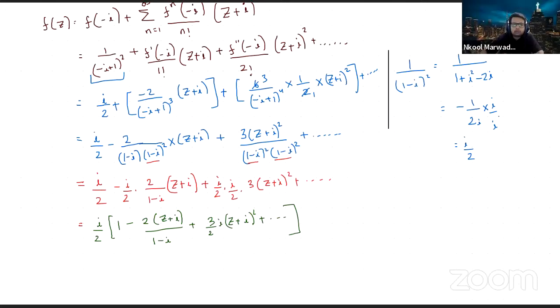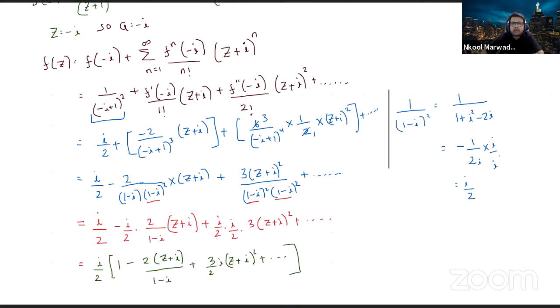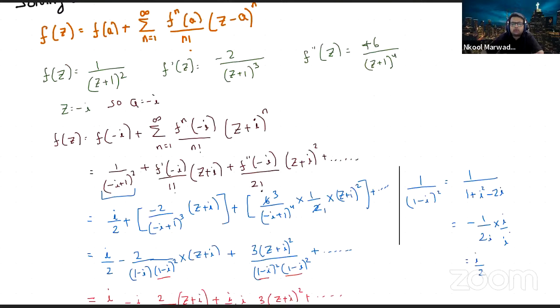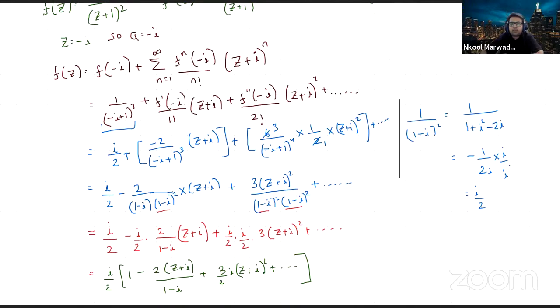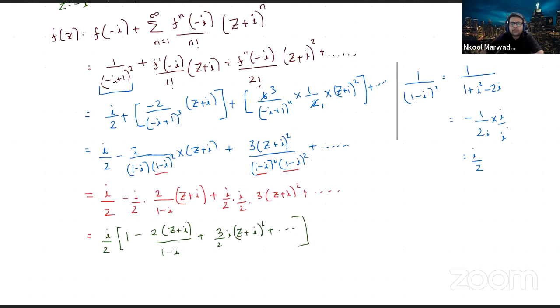So see here, when we are doing the double differentiation, we are getting to the power of 4. So we are breaking it as 1 minus I square, 1 minus I square, like 1 minus I whole square, and 1 upon 1 minus I whole square is I by 2. So that's why I am writing I by 2 two times.